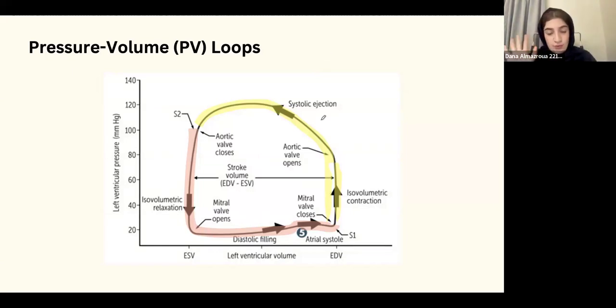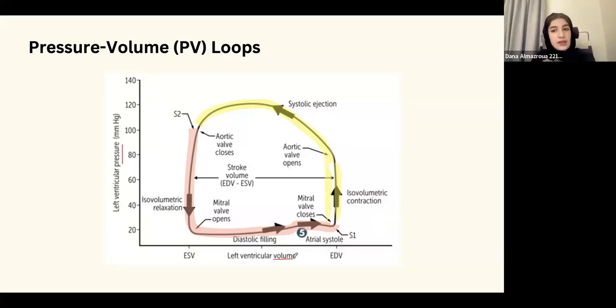Now, if you look at the pressure volume loops overall, it can look pretty intimidating for someone who's just looking at the picture because there are a lot of words and a lot of information in one little diagram. So let's break it down together, inshallah, and try to make it easier. So we have a y-axis and an x-axis. On the y-axis, we have the left ventricular pressure. And on the x-axis, we have the left ventricular volume, meaning the amount of blood.